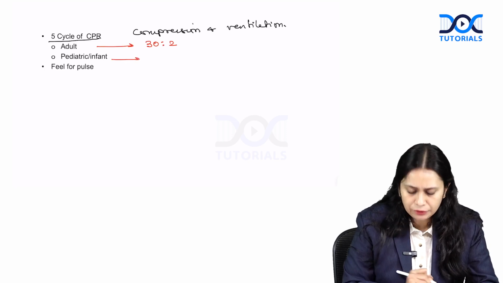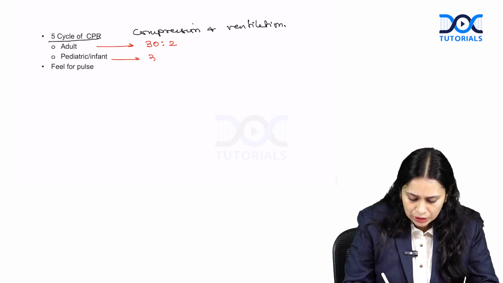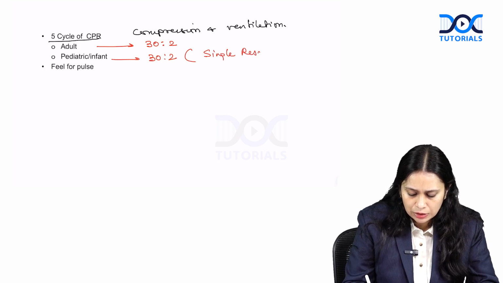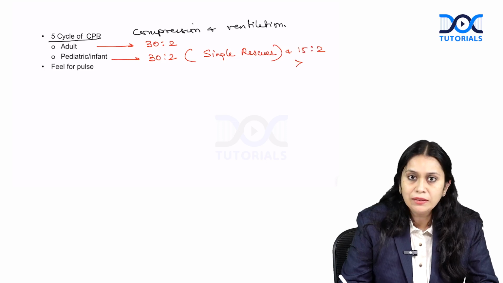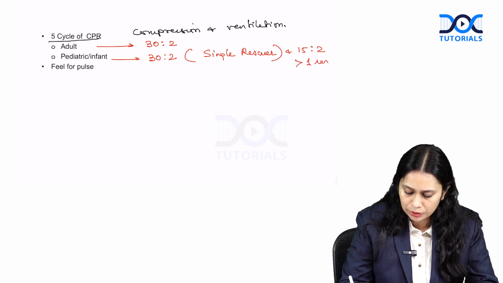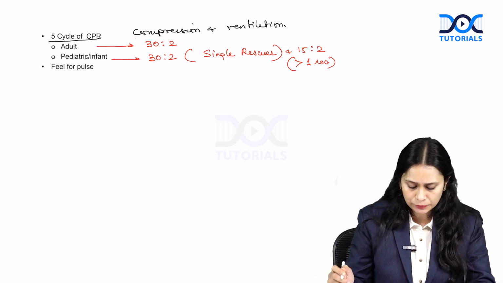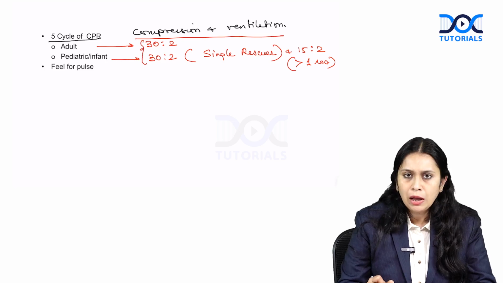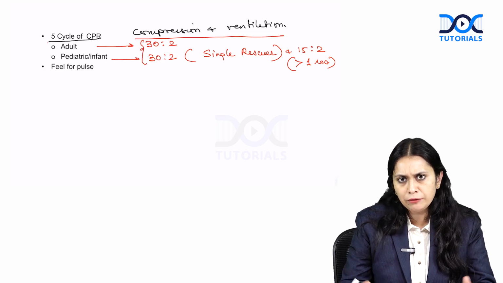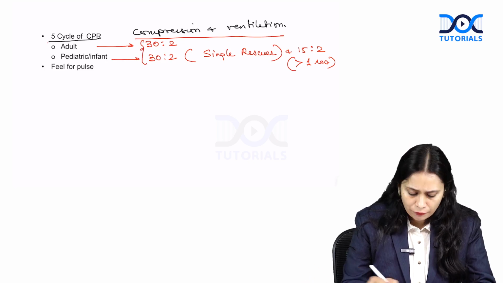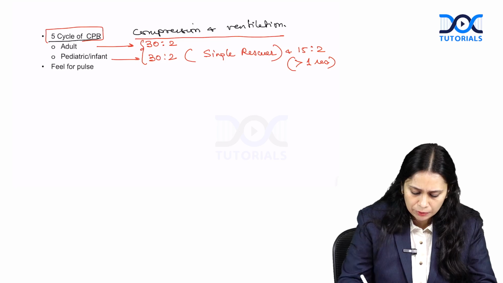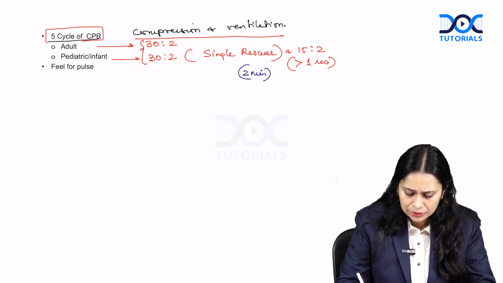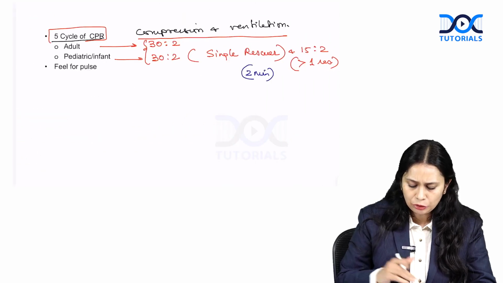In pediatric and infant, it is 30:2 in case of a single rescuer, and 15:2 in case of more than one rescuer. If more than one rescuer is there, we go for 15:2. So we do compression and ventilation in a ratio of 30:2 or 15:2 for 5 cycles, which should take a minimum of 2 minutes. Normally, when I am maintaining high quality chest compression, it should take 2 minutes.